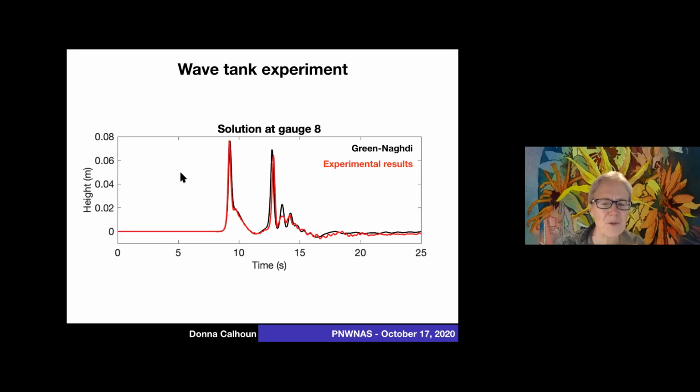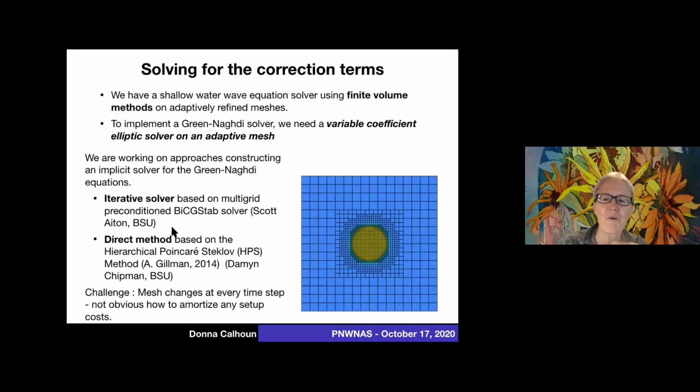In 1D, we could use just an elliptic solver, or a tridiagonal solver, and that was easy. The challenge now is how do we incorporate this into our code? There are several different codes that are doing adaptive mesh refinement. I happen to have a code that does adaptive mesh refinement. So we have this shallow water equation solver using finite volume methods on adaptively refined meshes. And I'll say something about the particular code that I use in a minute here.